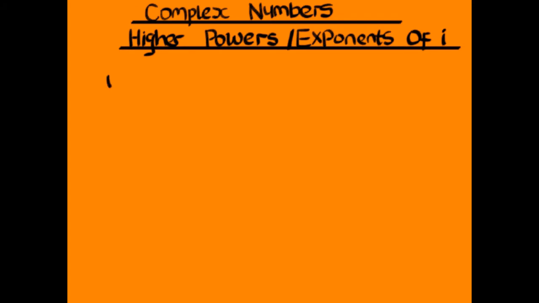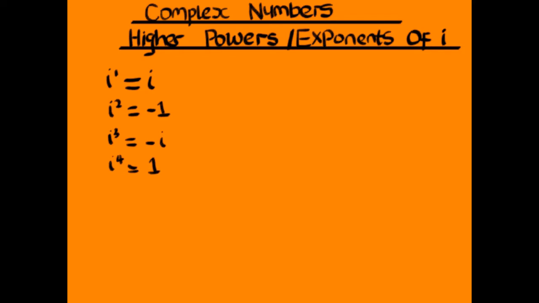such as i raised to power 1, which will give us i. And we said that i raised to power 2 would give us minus 1, that i raised to power 3 would give us minus i, and that i raised to power 4 would give us 1. We were able to study how all these are possible in the previous video.